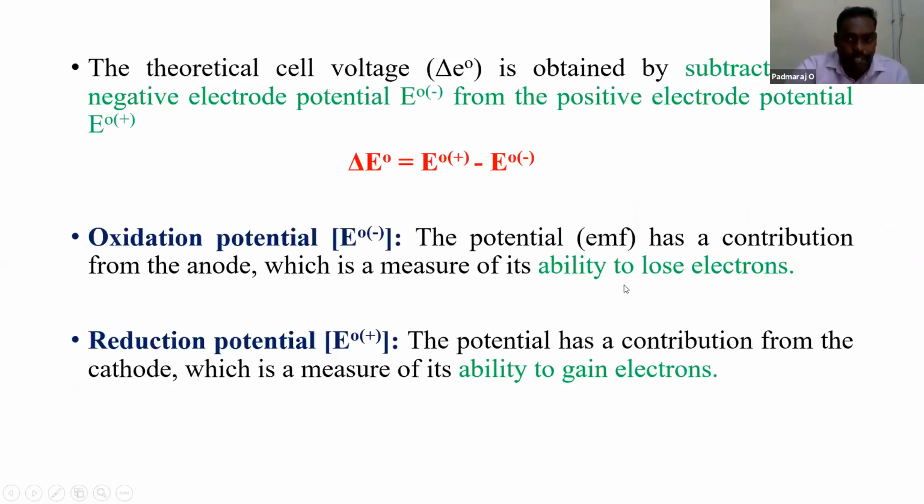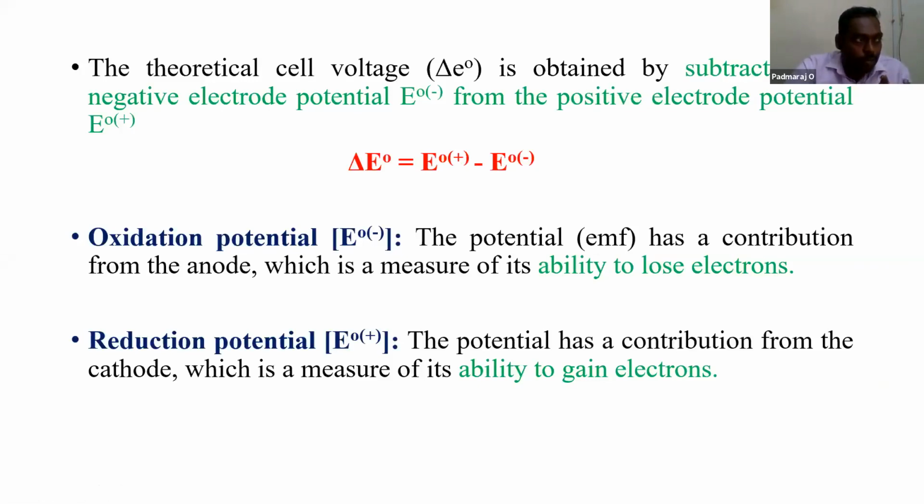So what is the potential? That is the ability to lose electrons at the anode, so that is the potential of the anode. And what is the cathode? The cathode has the ability to gain electrons. These two electrodes have different potentials, and based on this potential, we can calculate the theoretical cell voltage. Understood? This is the most important thing.